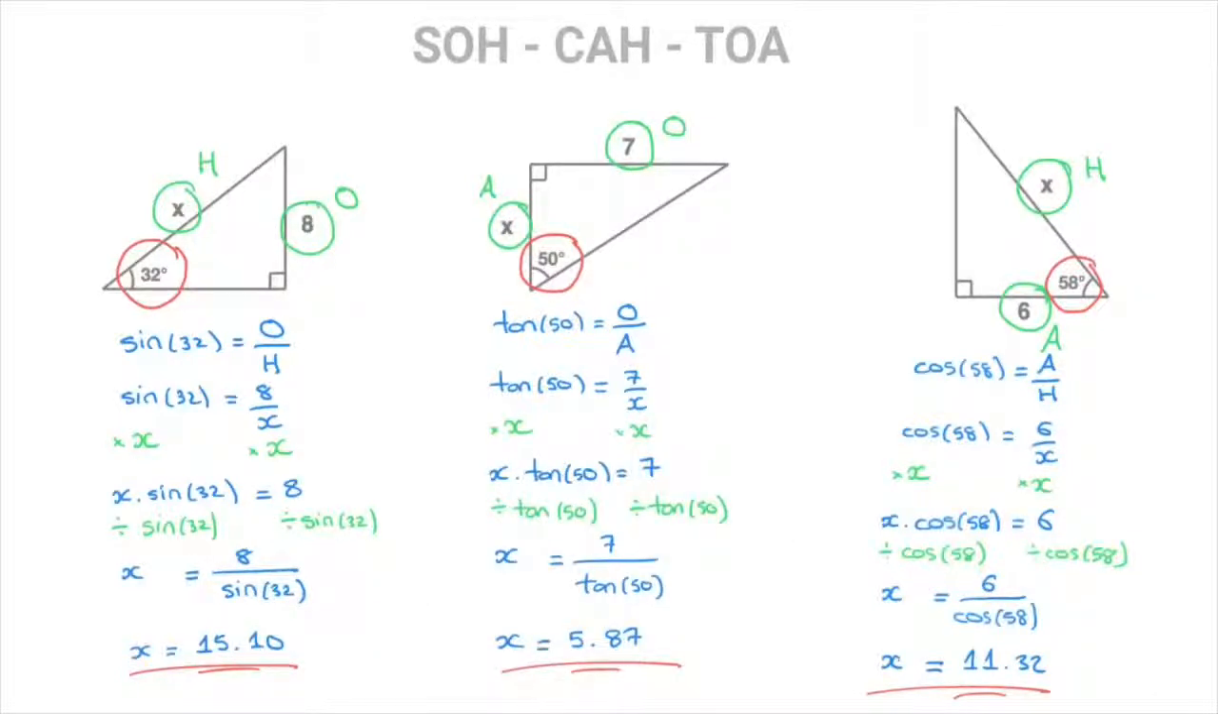And there we have it. Now that we've seen this tutorial as well as our first tutorial, we can comfortably say that we know how to find an unknown side length in a right angle triangle using SOH CAH TOA. And that's it for this tutorial.